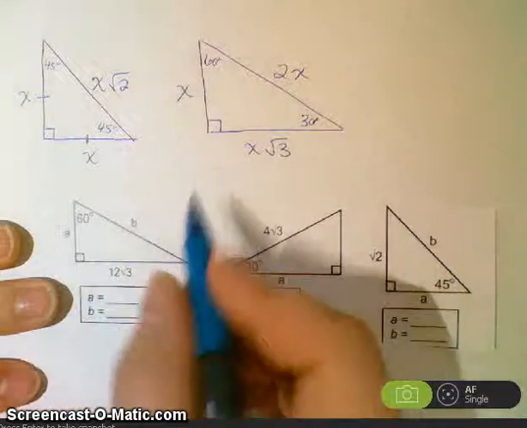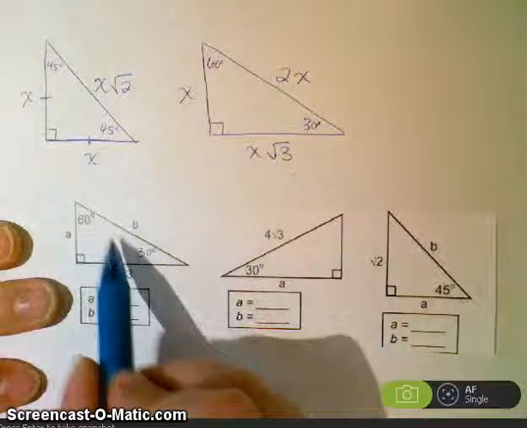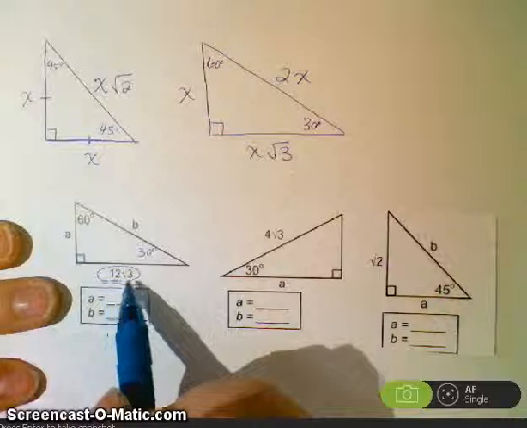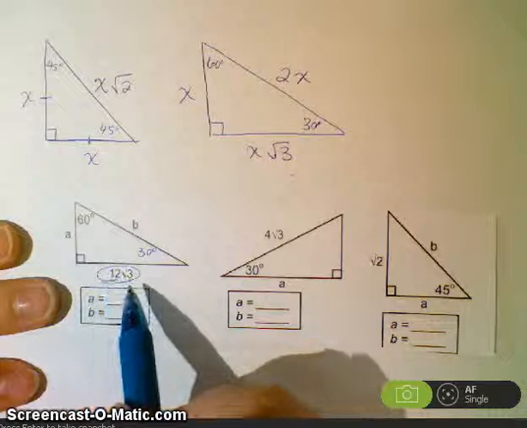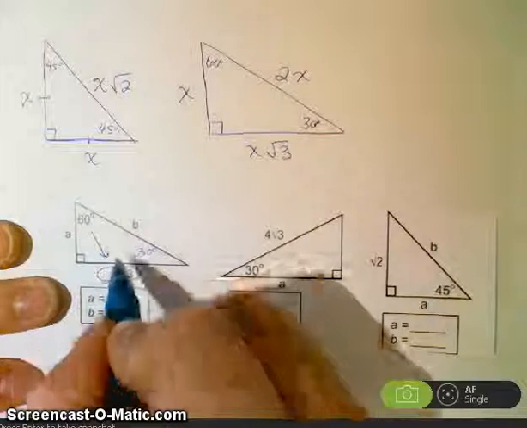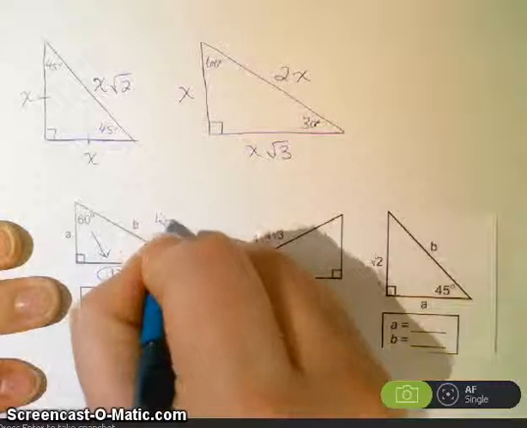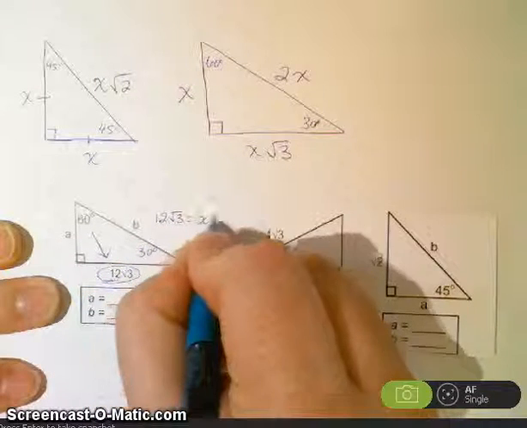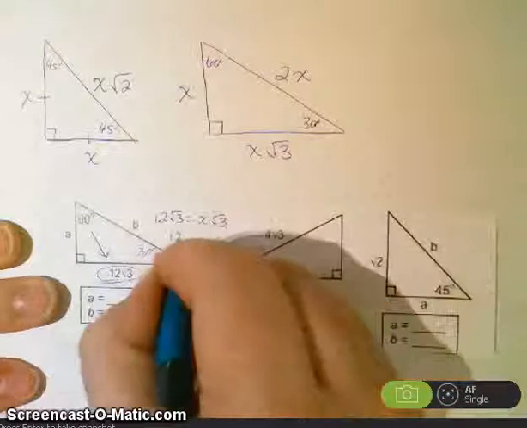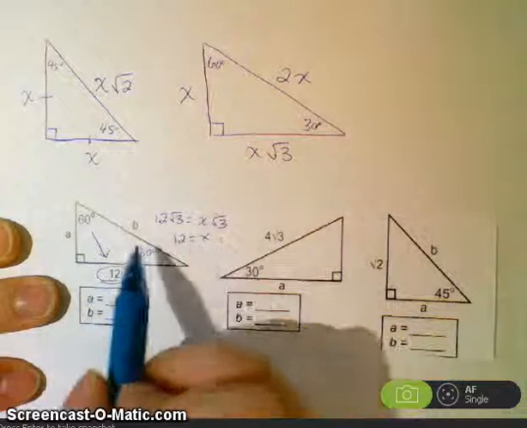You should be looking for the angle measures. If that is 60 degrees, this is 30 degrees. Now notice across from your 60 degrees here you have 12 root 3. So in order to solve any of these triangles, you always need to revert back to your x value. I would look here and see, okay, that's across from the 60. Across from the 60 is x root 3. So 12 root 3 has to equal x root 3. And if you divide by root 3 on each side, you'll get 12 equals x. And then just use that to fill in the other numbers.